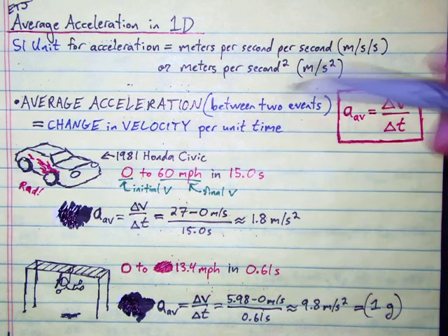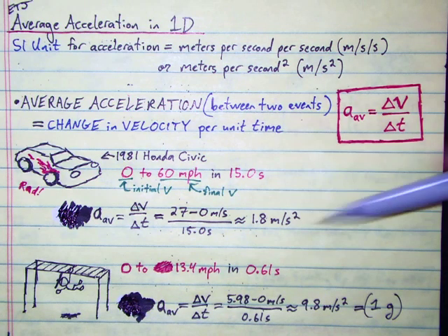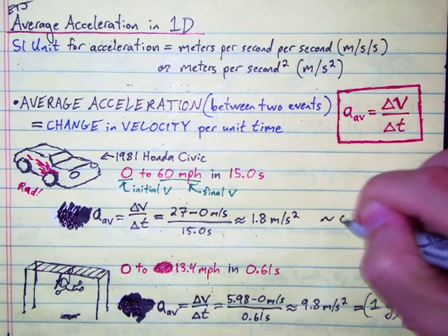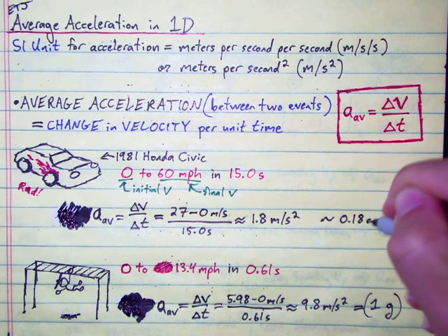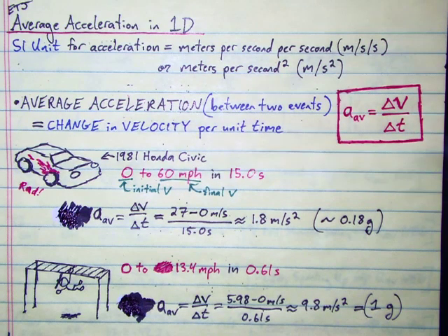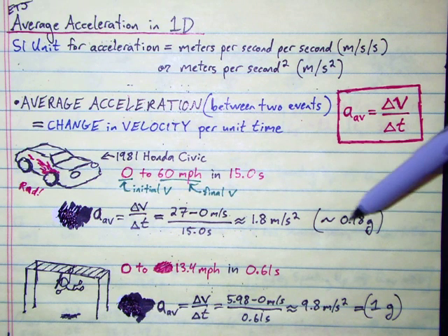Looking back at our Honda Civic, which accelerated at 1.8 meters per second squared, if we've got 10 meters per second squared in a g, we can say that that is about 0.18 g's. So pedal to the metal in your Honda, you're accelerating at about 0.18 g's, 0.18 times your acceleration if you were falling straight down.